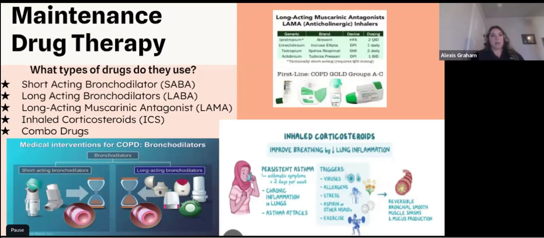Maintenance therapy. So what type of drugs are they going to be using? Like we were talking about on the last slide, SABA is short-acting bronchodilator, LABA is a long-acting bronchodilator, and then LAMA is a long-acting muscarinic antagonist. Inhaled corticosteroids and then combo drugs are all things that would be maintenance therapy for COPDers. And then here's a few pictures that I have of them, and then some of their dosing or their dosages, but we're also going to talk about those as well.